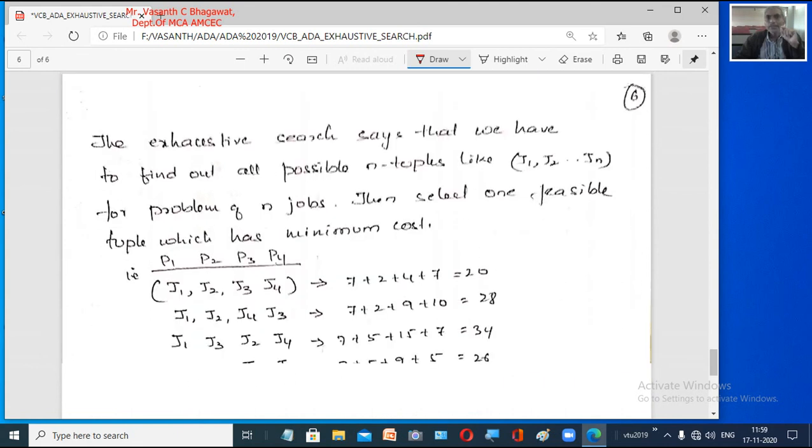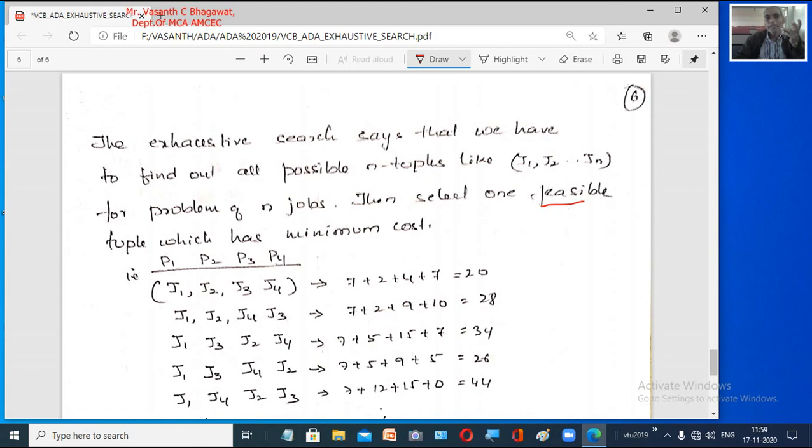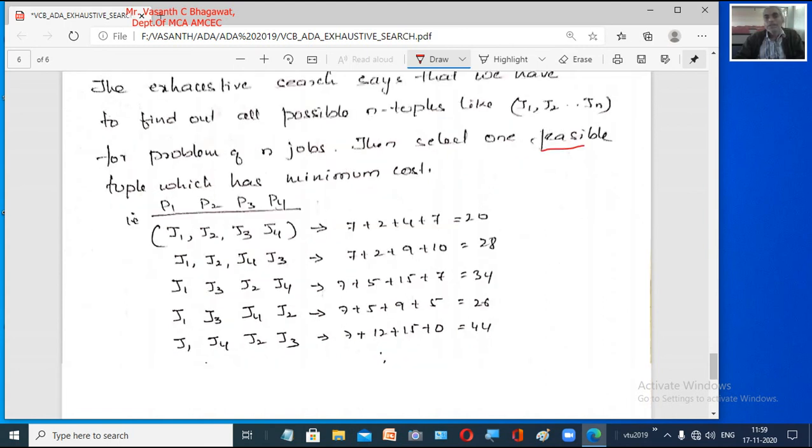So now how do we start? The exhaustive search says that we have to find all possible n tuples. Right? Now we are going to find all possible n tuples for the problem of n jobs, and we try to select the best optimal solution. What is that optimal solution? Which gives the minimum cost. So now we will start writing this. There are 4 persons, P1, P2, P3, P4. Now you want to assign jobs to these 4 persons, right? We will start our exhaustive search.